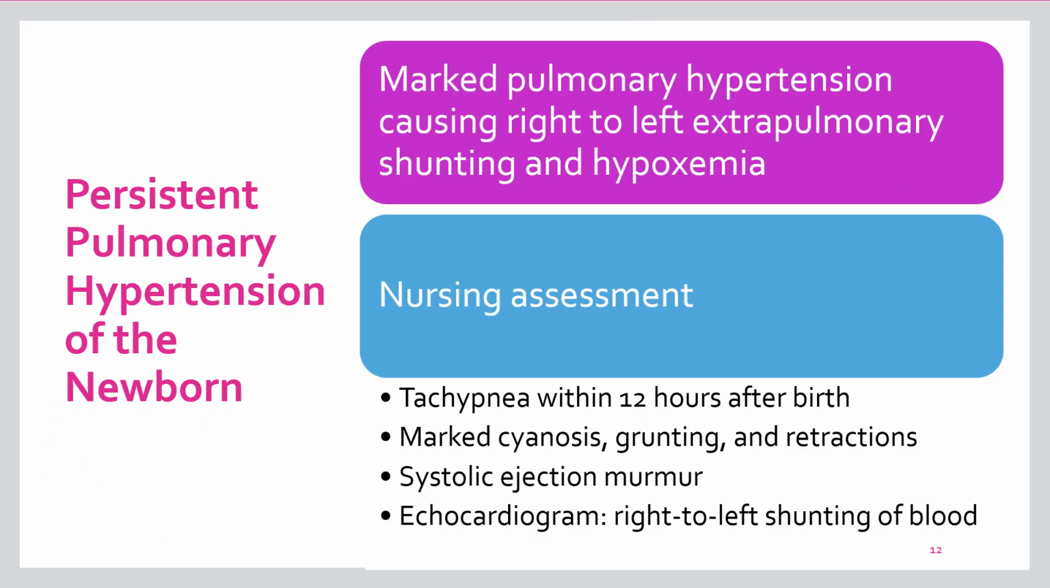Persistent pulmonary hypertension of the newborn. Here there is marked pulmonary hypertension causing right to left extrapulmonary shunting and hypoxemia.